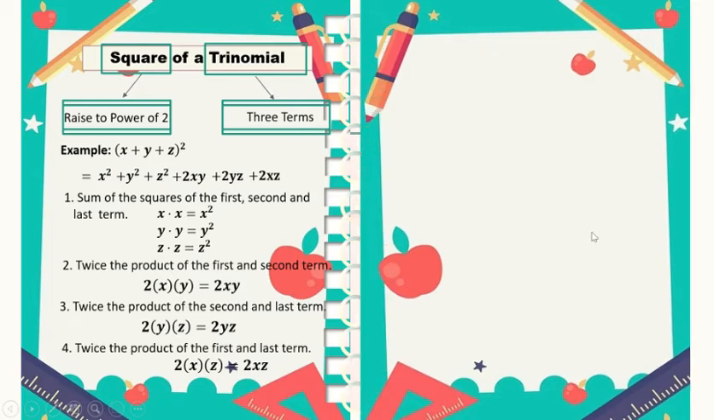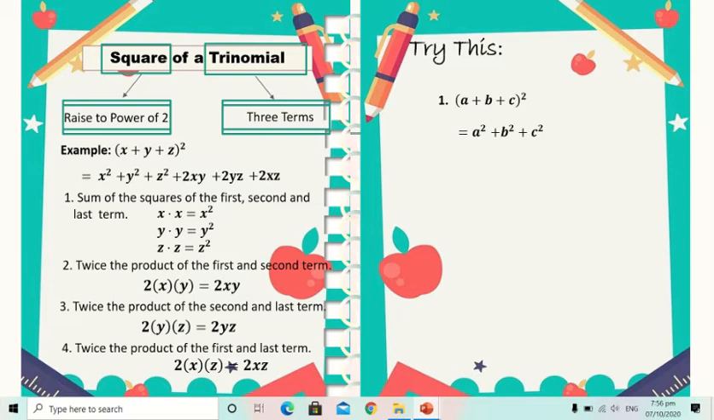Next, twice the product of the first and second term. First term is A, second term is B. So we multiply by 2 to have positive 2AB. Next, twice the product of the second and last term. Second term is B, last term is C. Multiply by 2, we have positive 2BC.